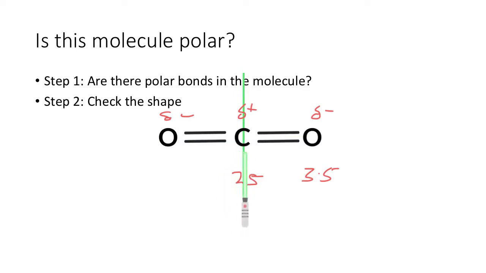Putting our line through the molecule the other way, we can see that the bond polarities are equal and opposite. They're going to cancel each other out. There will be no charge difference across the molecule. No dipole across the molecule. So although individual bonds are polar, the molecule does not have a dipole across it. It is not polar. This is not a polar molecule.